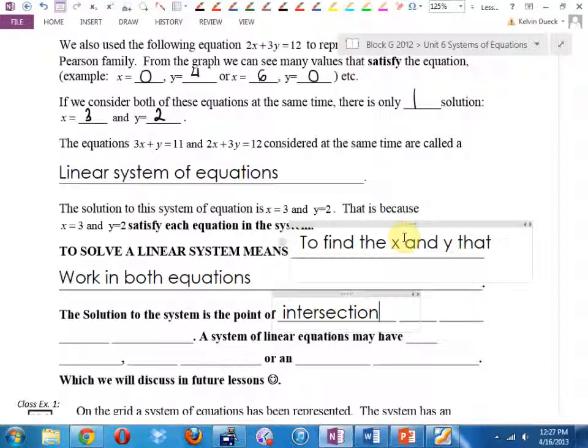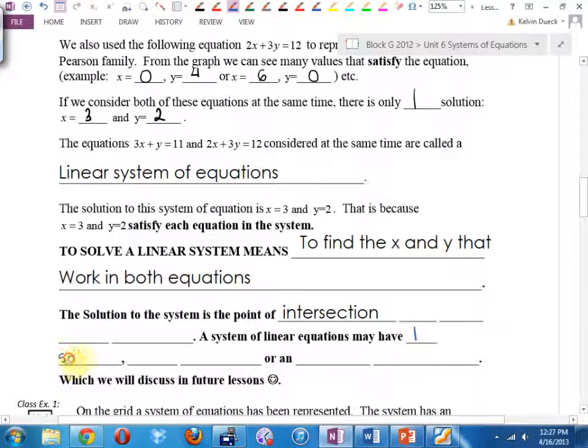And we're going to talk about this more another day. I'm going to teach you shortcuts at how you can glance at a system and say, that's got 1, or that's got none, or that's got an infinite number of solutions. But for now, I just want you to realize these 3 possibilities exist. You may have 1 solution, no solutions, or an infinite number of solutions.